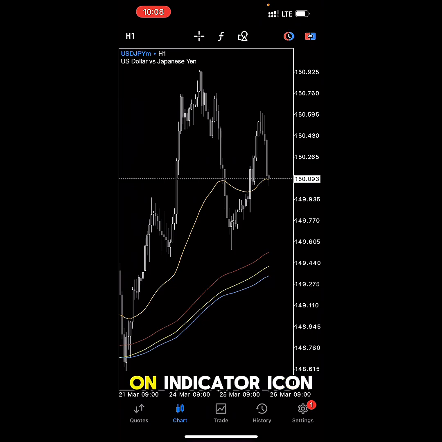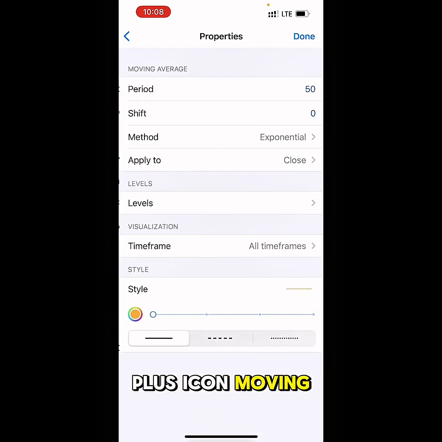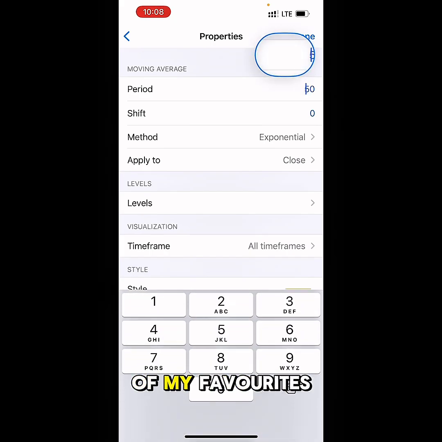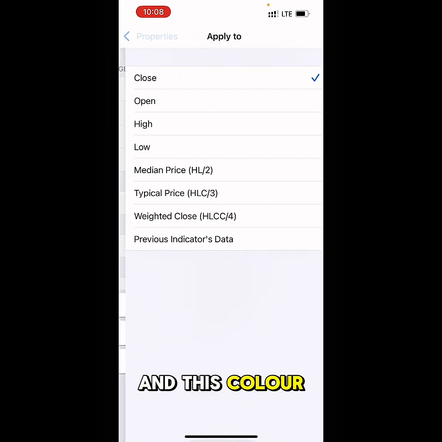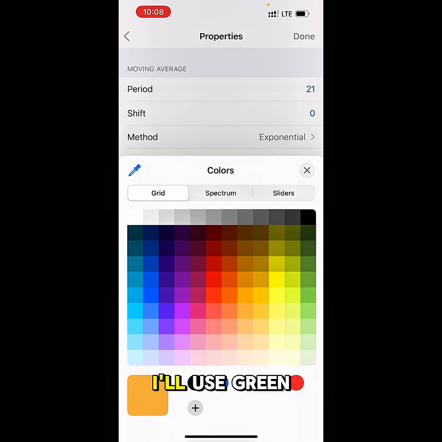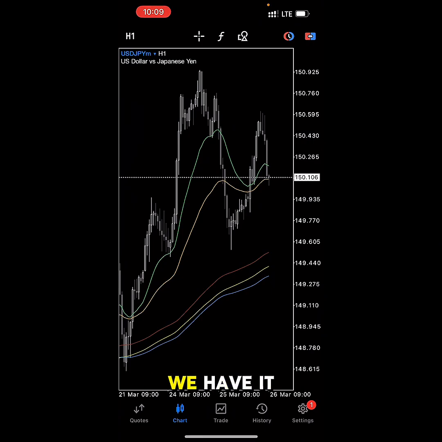So we go on indicator icon once again, plus icon, moving average, and we go to the 21 moving average, which is one of my favorites. And then we go 21. It's also going to be exponential. We're going to apply to close, and this color we are going to try and use green. All right, I'll use green for this one. Green is good. Yes, so I'll go green, and then we have it.